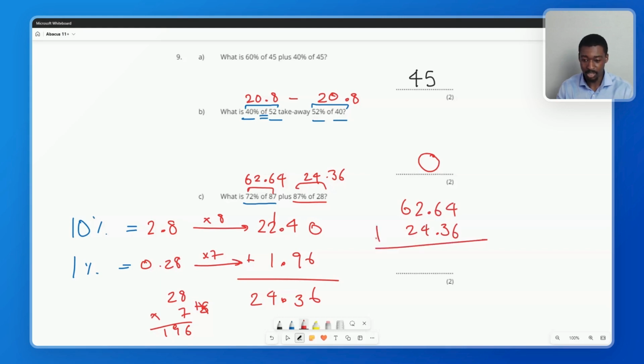24.36. Add these together. You have 0 and 1. We have, again, 10, carry the 1. 3, we have 7. And then we have 8. 87.00, or just 87. That is our answer.